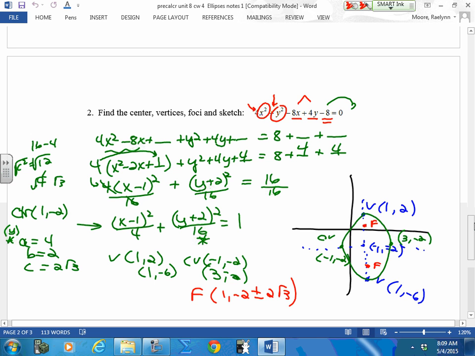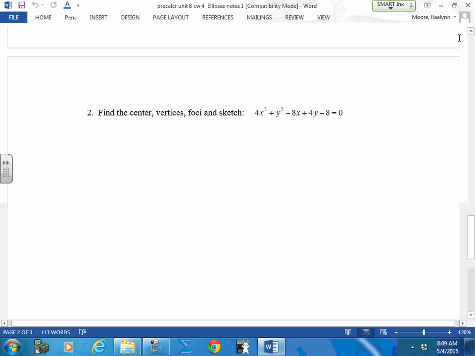Alright, let's see if we can complete the square on one more, because that's the hardest part, completing the square.